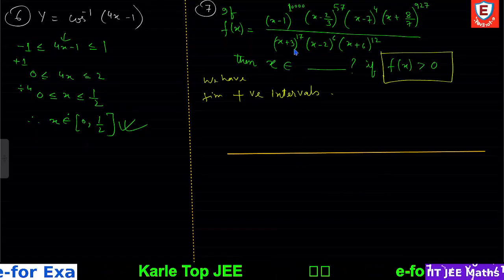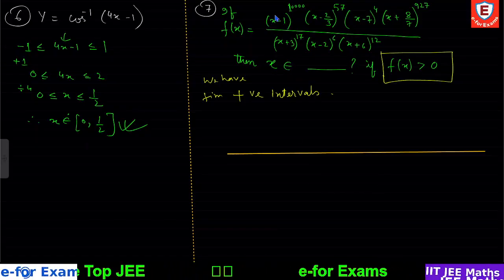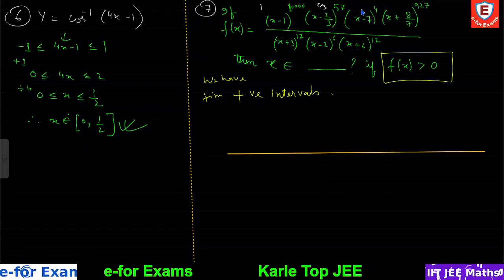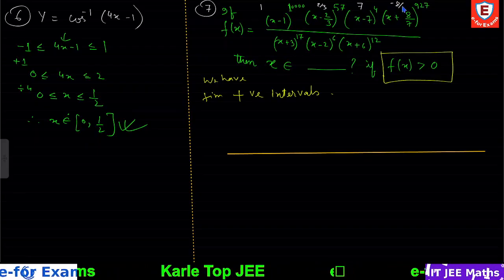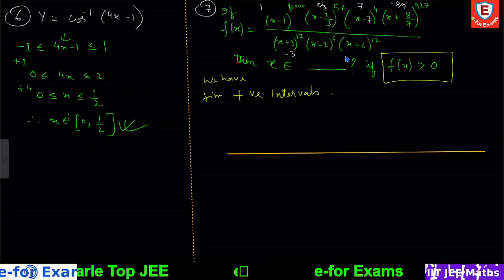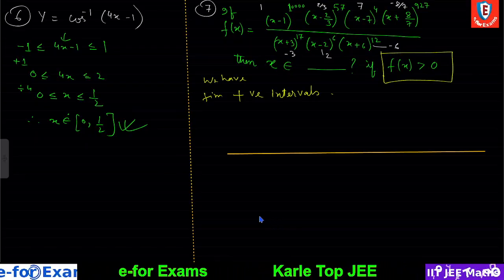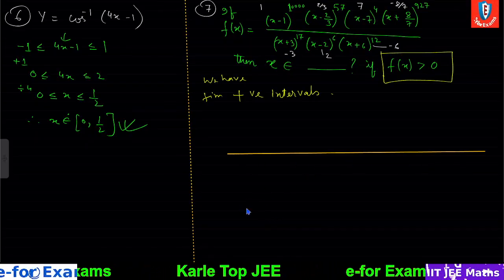Let us draw a number line here. From here, root is 1. From here, root is 2 by 3. From here, root is 7. From here, it's minus 8 by 7. From here, minus 3. From here, 2. From here, minus 6. So, place them in increasing order from left to right.